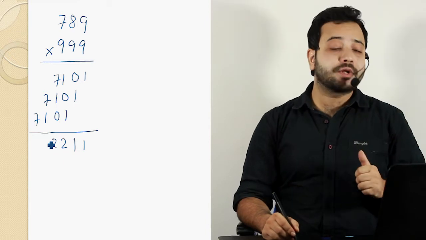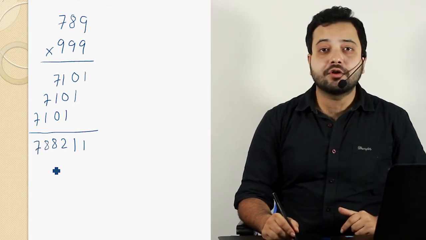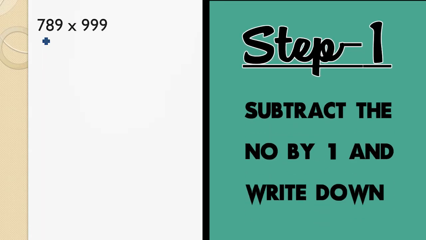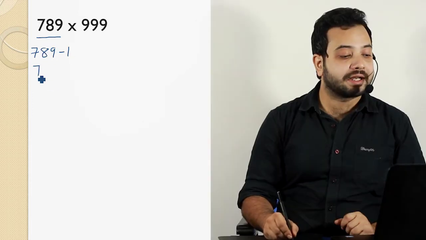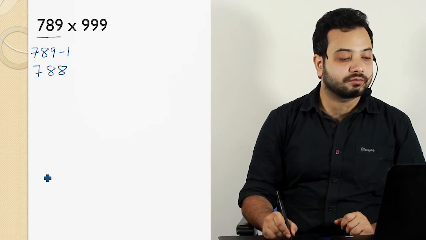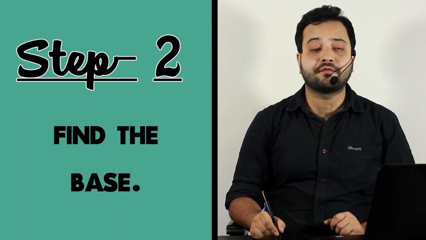So let's get on with it, and all you need to do is follow 3 simple steps. Step number 1, subtract 1 from the given number. The number I have is 789. I'm going to subtract 1 from 789, and that is going to give me 788, and I'm going to write it over here. Step number 2, find the base.